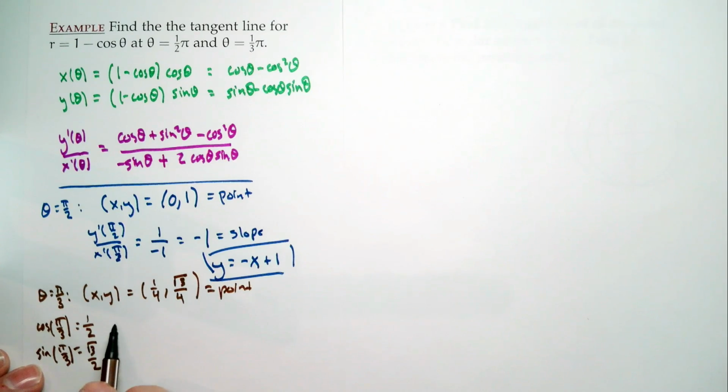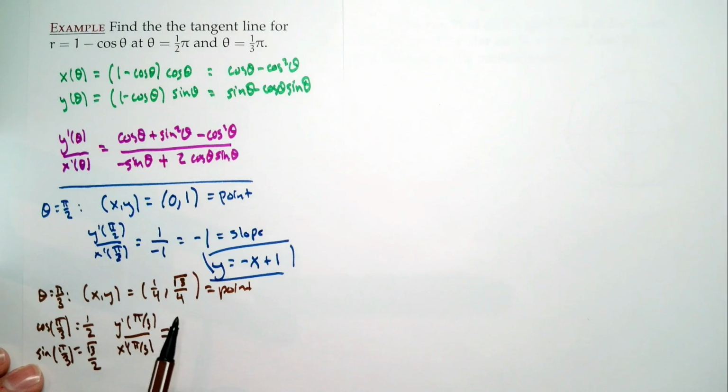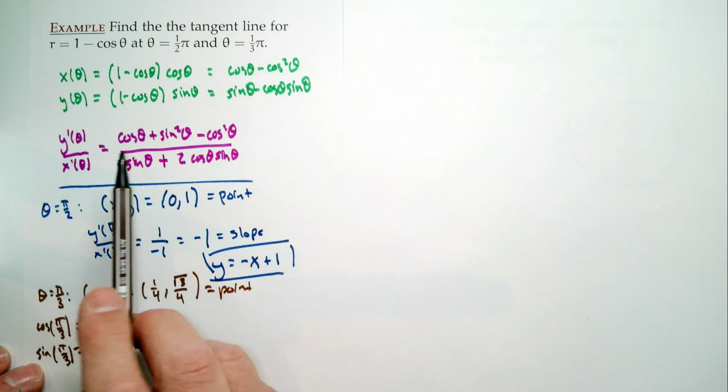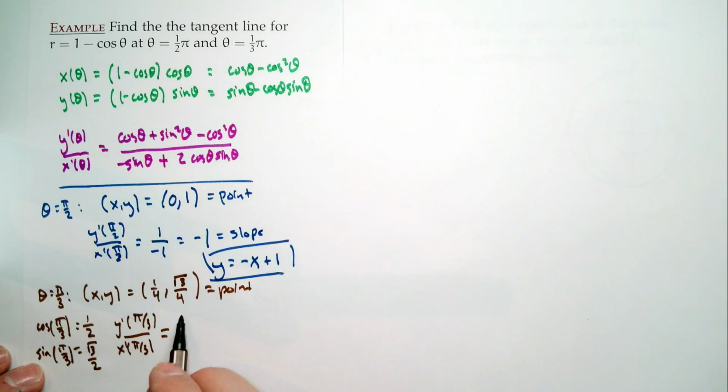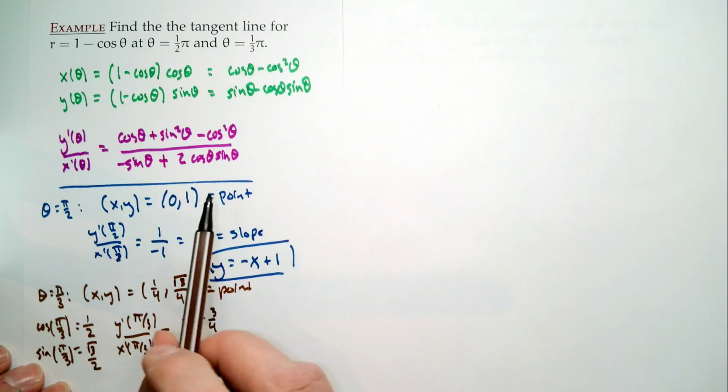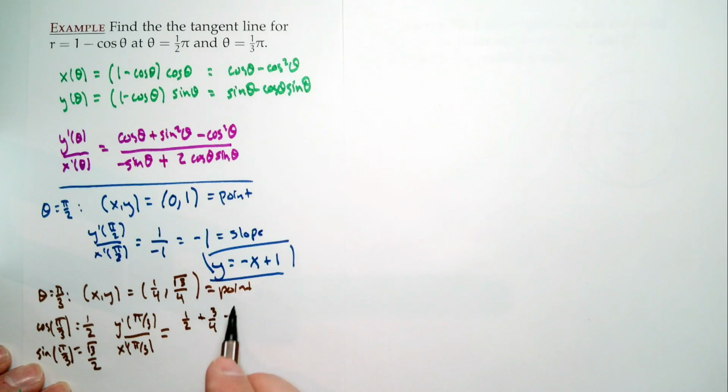Now, our slope. This one is going to take a little bit of time. All right, so let's work it through here. We've got the cosine, that's a half, plus the sine squared, which is square root of 3 halves squared, that's 3 fourths. Then minus cosine squared, which is minus 1 fourth. And downstairs, minus the sine, so that's minus square root of 3 over 2, plus 2 times a half times square root of 3 over 2.